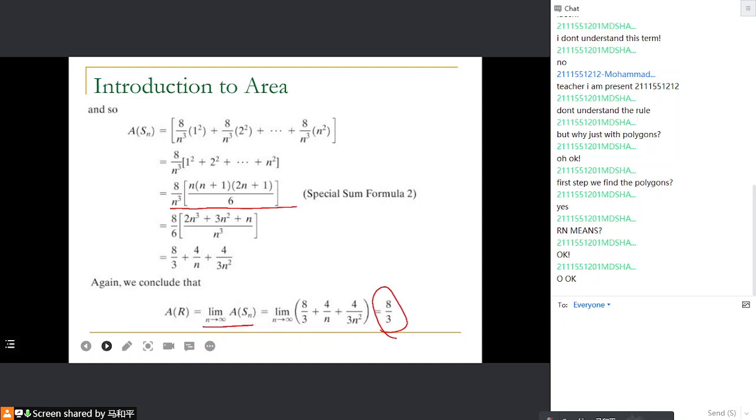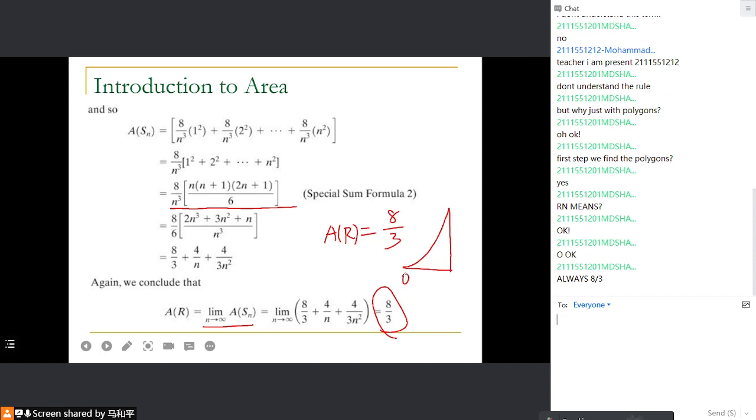And then we continue to calculate the limit as n approaches infinity. We find it is 8 over 3. It's the same as with the inscribed polygons, right? So we have the area A(R) is equal to 8 over 3. And in this way, we find the area of the region with curved boundaries is 8 over 3. Do you understand this?